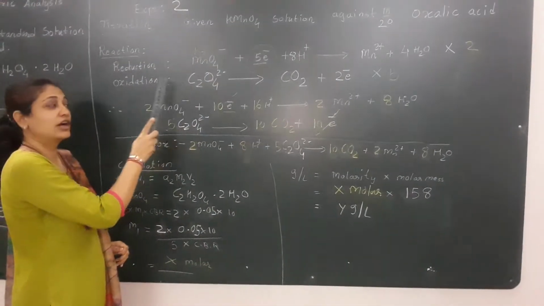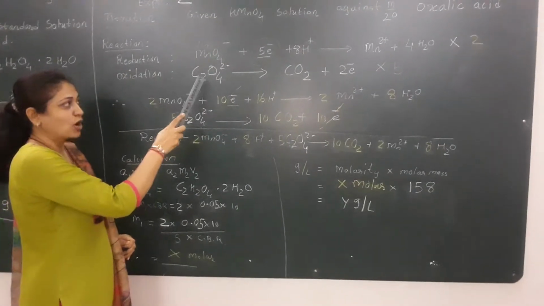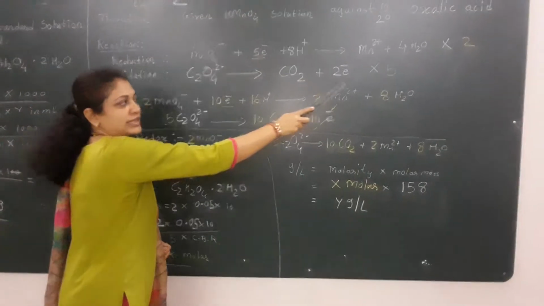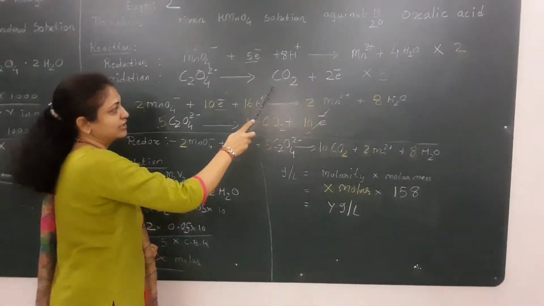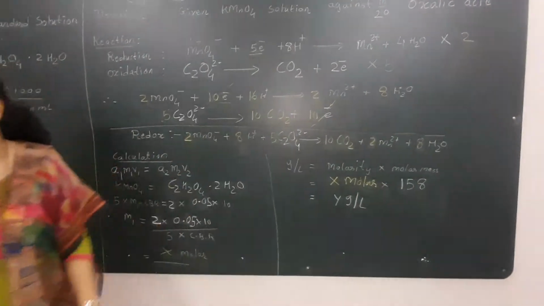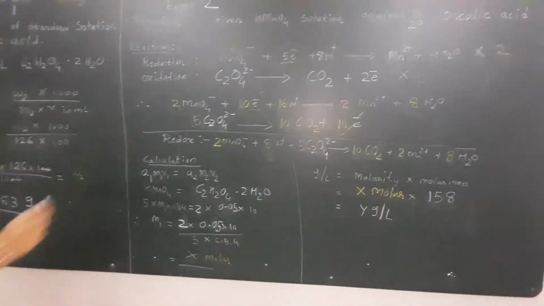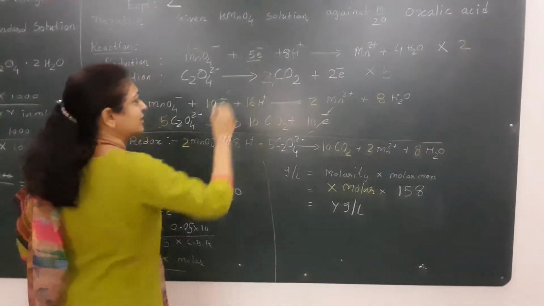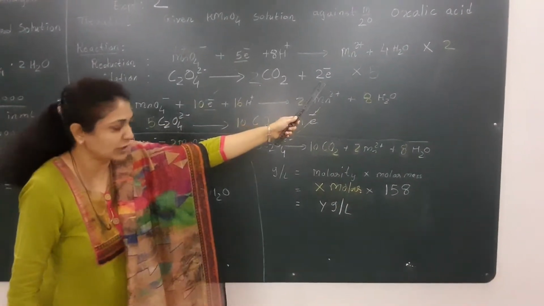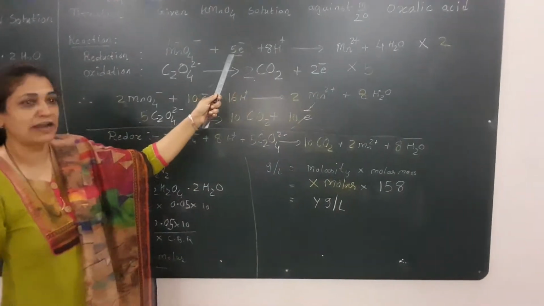Oxalic acid solution undergoes oxidation and the oxalate ion, that is C2O4 2 minus ion, loses 2 electrons and changes to CO2. Now to balance it, it has to be 2 CO2, right? So loss of 2 electrons and gain of 5 electrons.